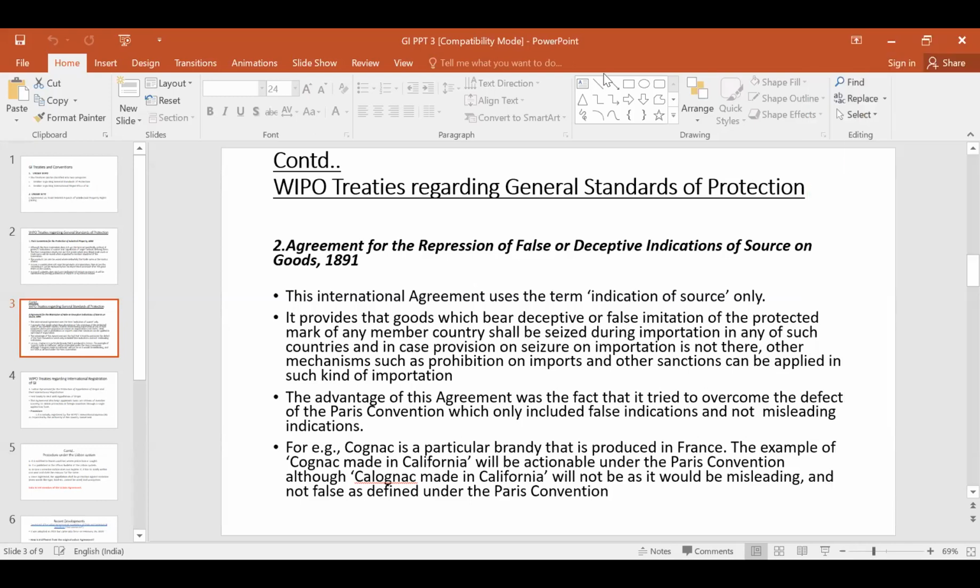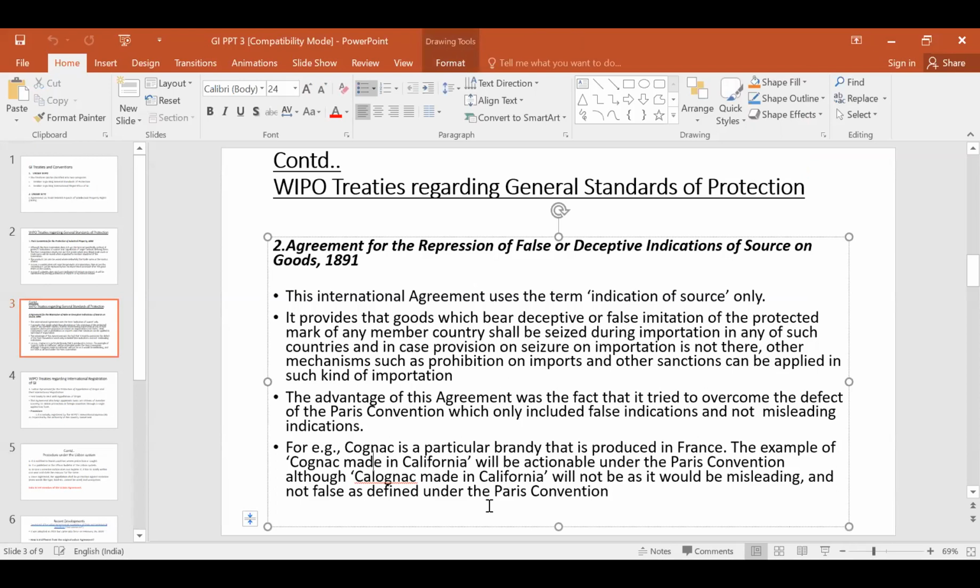Now I have given an example, if you see in the last point. Cognac is a particular brandy that is produced in France. So you keep on hearing a lot of examples of wines and spirits in geographical indications. Now, Cognac is a particular brandy that is produced in France. Now, the example of Cognac made in California will be actionable under the Paris Convention.